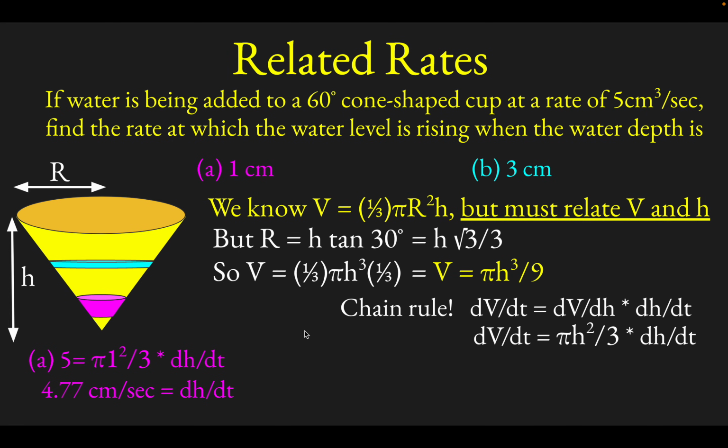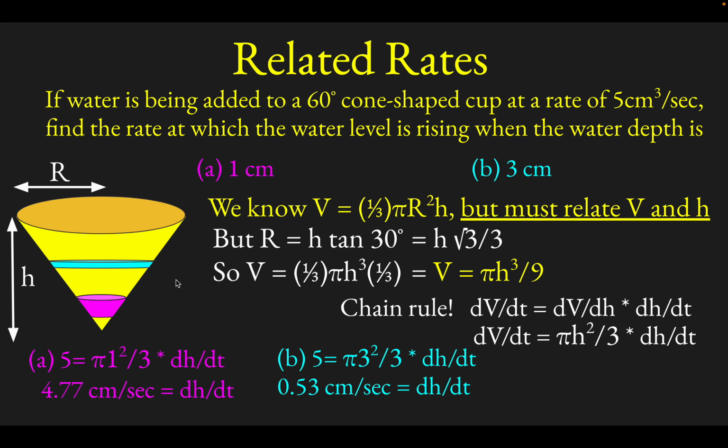We can do part B similarly. Again, we have dV/dt equals 5, because you're just adding water at a rate of 5 centimeters cubed per second, equals pi times, now the depth is 3 centimeters, so that's our new height, 3 squared divided by 3, and then times dH/dt. So this is our only unknown, dH/dt. And so it looks like we are going to get 15 over 9 pi. If you work that out, you'll get about 0.53 centimeters per second for dH/dt.